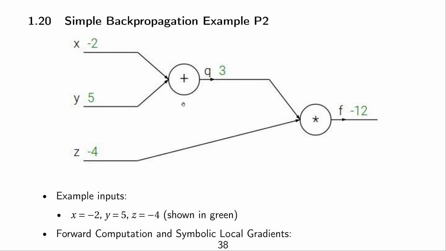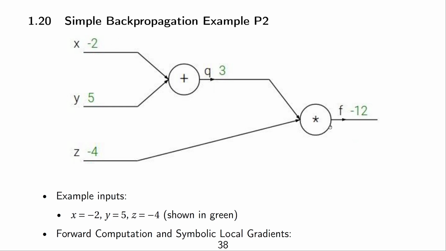Now we're gonna compute local gradients. Let's look at this plus node here. How does q change with respect to this input y? So dq dy equals 1, computed by elementary calculus, and also dq dx equals 1. You can make a sanity check. You could think, okay, what happens if I increase y by some quantity? I increase this by delta, then q will also increase by delta. So it makes sense that the derivative would equal 1.